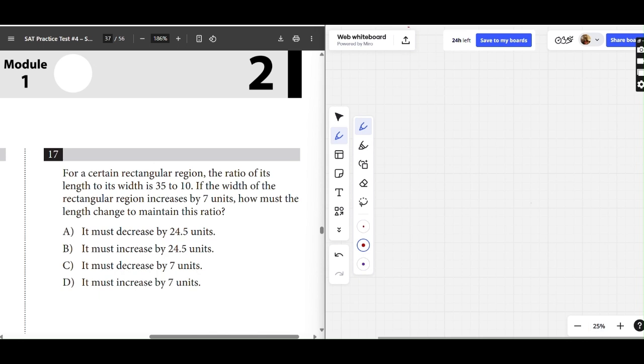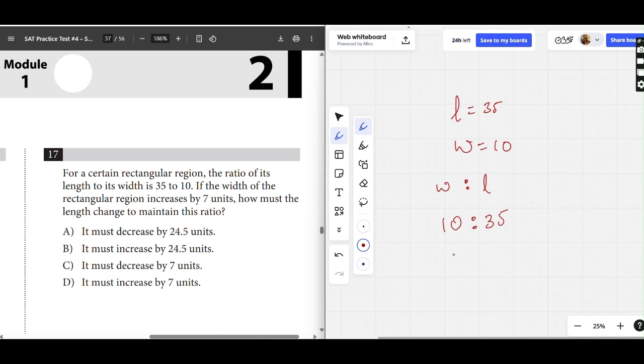All right, the question number 17. For a certain rectangular region, the ratio of its length to its width is given. The length is 35 and the width is 10. That's the ratio. Let's take the width to length ratio, that means 10 is to 35. If there is a 10 increment in width, there is a 35 increment in length.